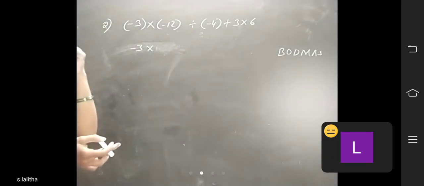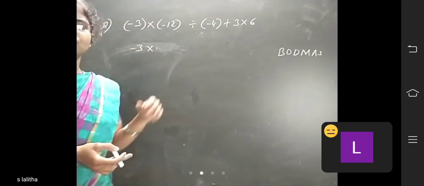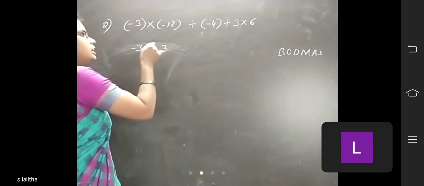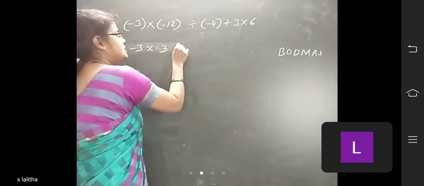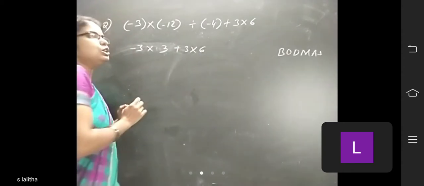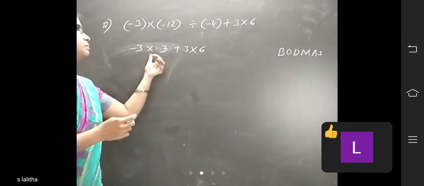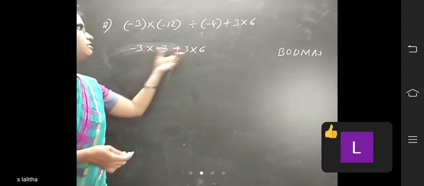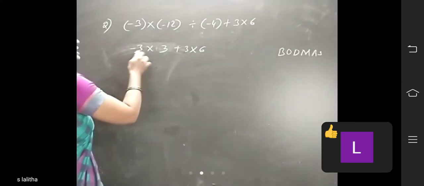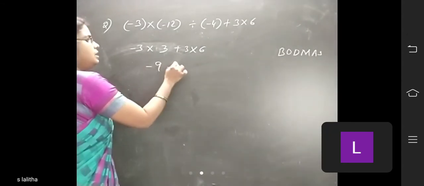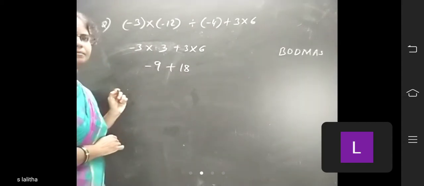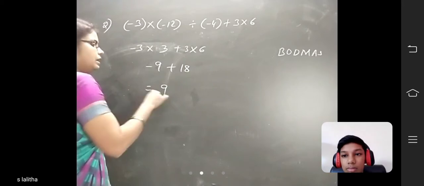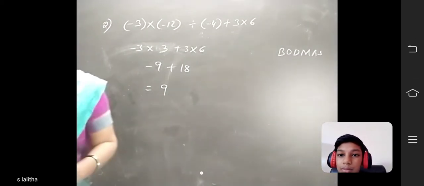How much? In the fourth table, how many times 12? 3 times. Both are negative means the quotient will be positive. So 3. Okay. Next, plus 3 into 6. Now what should you do first? Multiplication, addition. Here both are multiplication, so you should do them first. Minus 3 into 3, how much? Minus 9. 3 sixes are 18. Now, do the addition. 18 minus 9, how much? 9. 9 is the answer. Did you understand now?